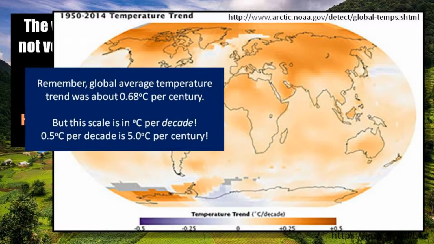But what I really want to draw your attention to is the difference in the units here. Keep in mind that our global average temperature trend has been about 1.8 degrees Celsius per century, but these units are degrees Celsius per decade. So those dark red colors are 0.5 degrees Celsius per decade, which would be 5.0 degrees Celsius per century. That is a temperature change almost 10 times as great as the global average, up there in the Arctic, like northern Canada and Siberia and so on.